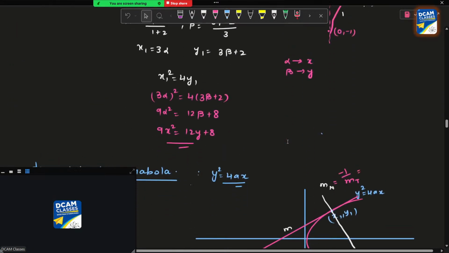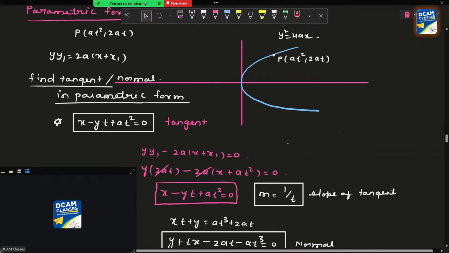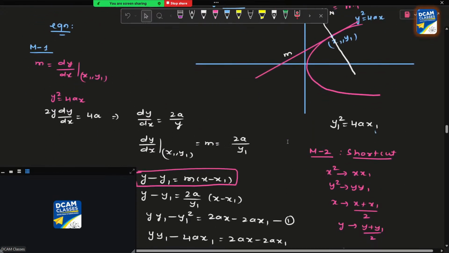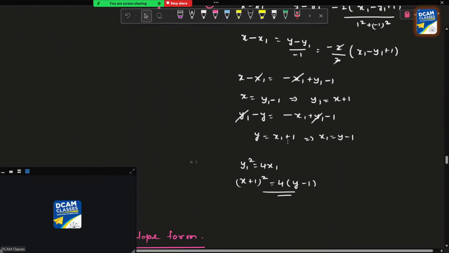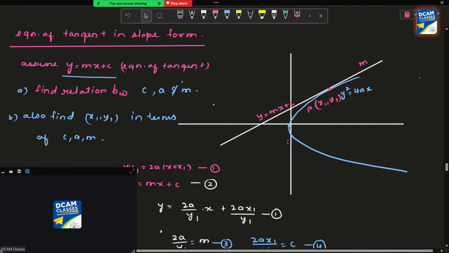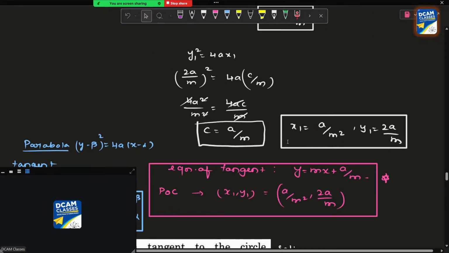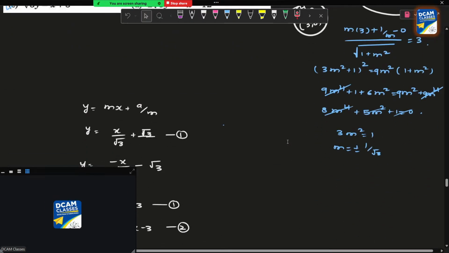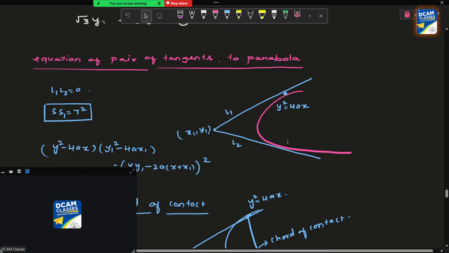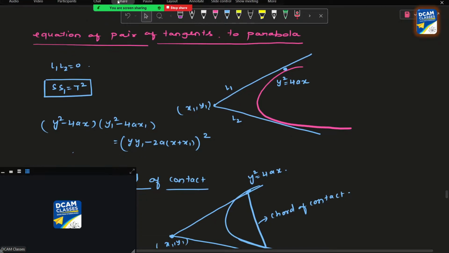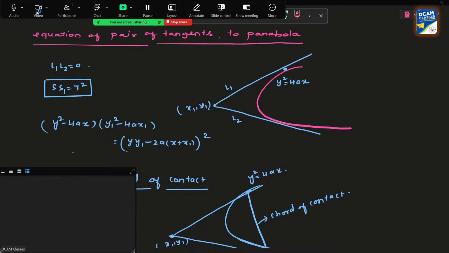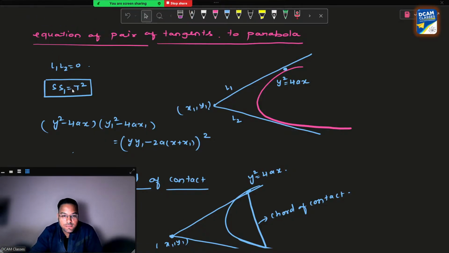Acha, I did not tell you only tangent and normal. Tangent, normal, and the parametric form I have told you. Equation of tangent and slope form I have told. These formulas, see, these formulas I am talking about. If you see, these formulas were the same for the circle also.